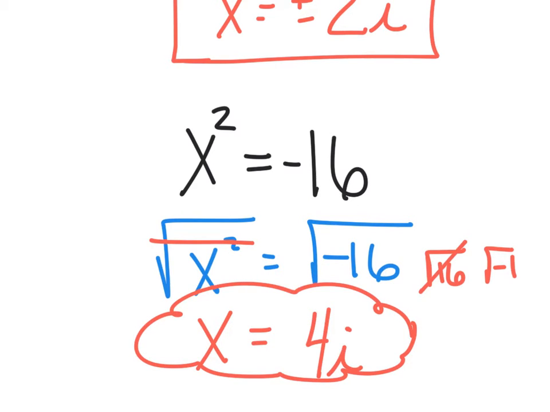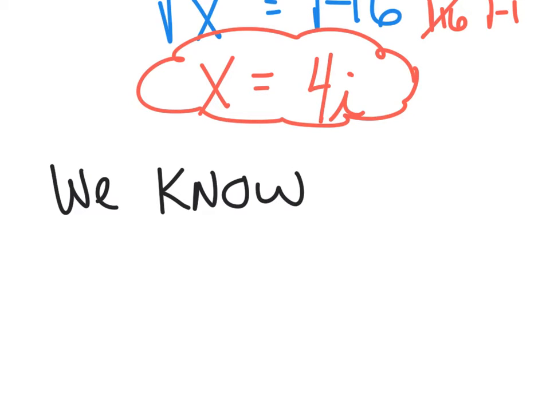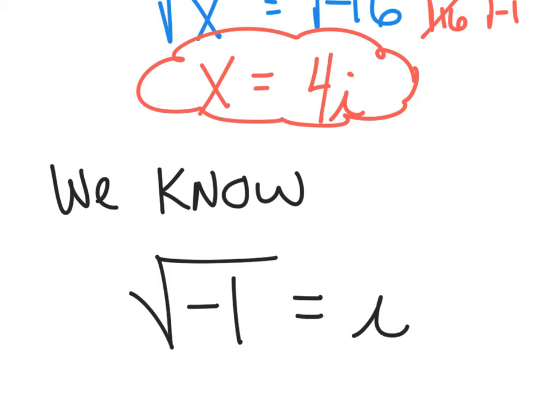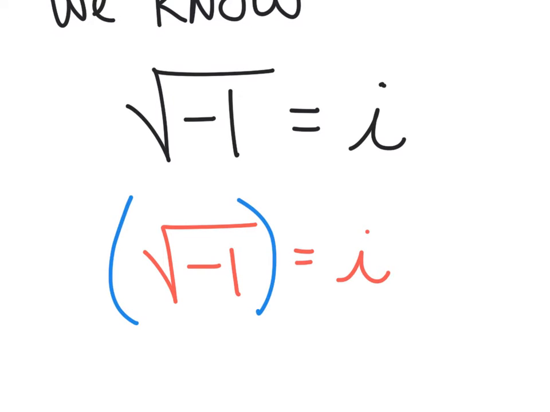Okay, so let's recap, and I'm going to give you another new term here. So we now know that the square root of negative 1 is equal to i. Now here's the second thing we've got to get down for tonight. Watch this. We're going to rewrite it, and I want you to wrap this side up and square it, and wrap this side up and square it.